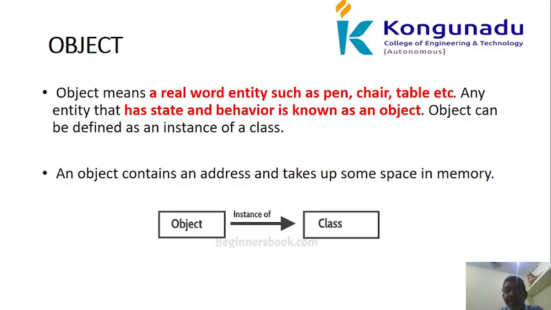Otherwise, we can define an object as an instance of a class. In this diagram, it is represented that an object is an instance of the class. An object contains an address and takes up some space in memory. Whether it is a variable or an object, however it may be, the memory will be consumed. So an object is a real world entity, for example a chair, pencil, table, etc. In programming, it will slightly vary.